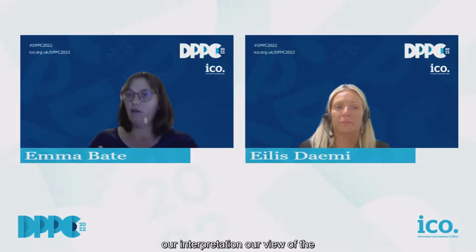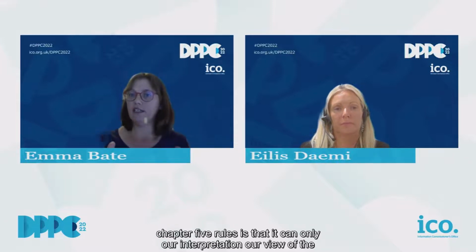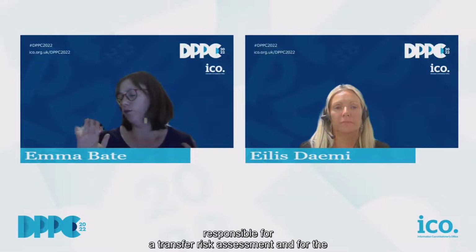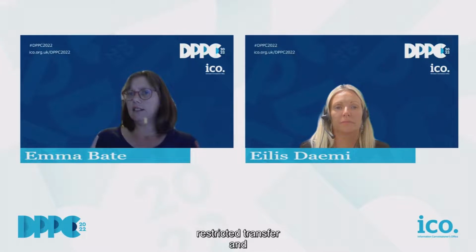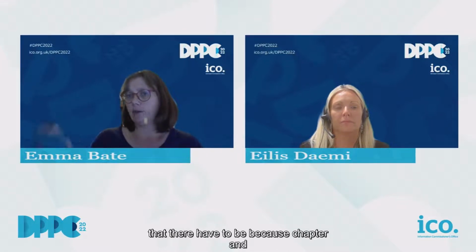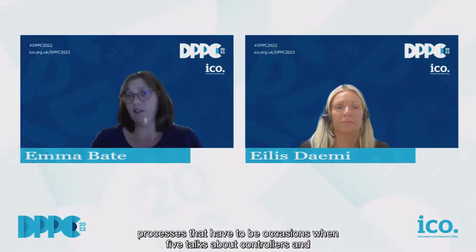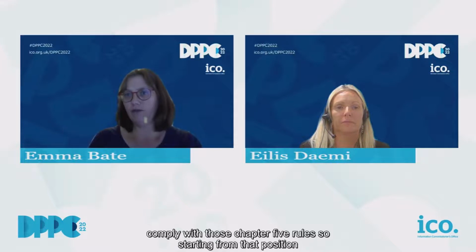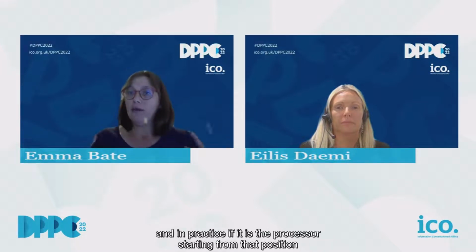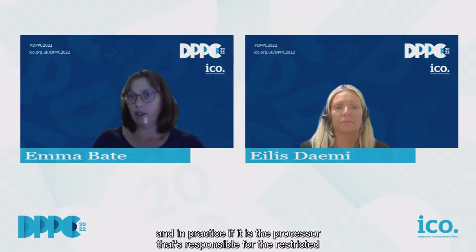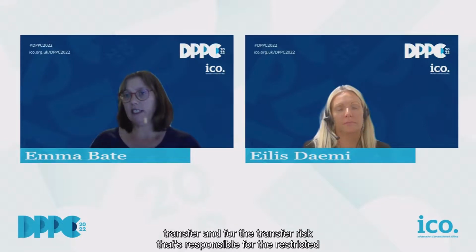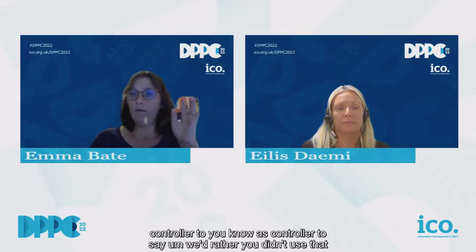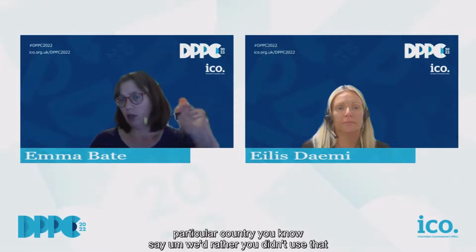Our interpretation, our view of the Chapter 5 rules is that it can only be one, it can't be both that's responsible for a transfer risk assessment and for the restricted transfer. And because Chapter 5 talks about controllers and processors, there have to be occasions when it is the processor's responsibility to comply with those Chapter 5 rules. So starting from that position, in practice, if it is the processor that's responsible for the restricted transfer and for the transfer risk assessment, it is still the gift of the controller to say, we'd rather you didn't use that particular country.